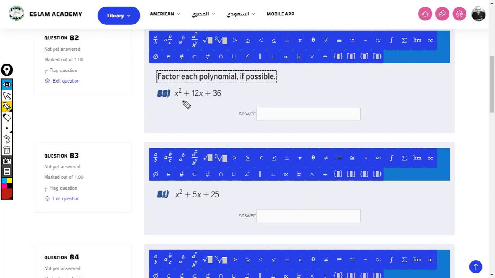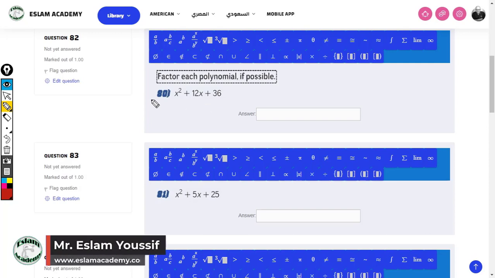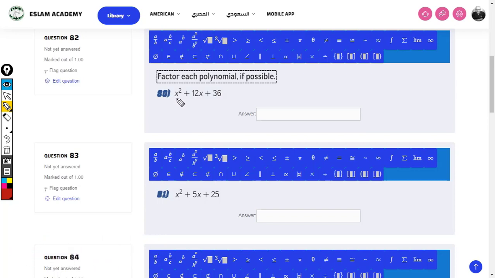Factor each polynomial. x squared plus 12x plus 36. There is no common factor, and that will be the first step in any factorization. Now we have a trinomial expression. We need to check if this trinomial is a perfect square trinomial or not. The square root of the first is x, and the square root of the third is 6. If you multiply both of them by 2, you will find that that will be the middle. So this expression is a perfect square trinomial.